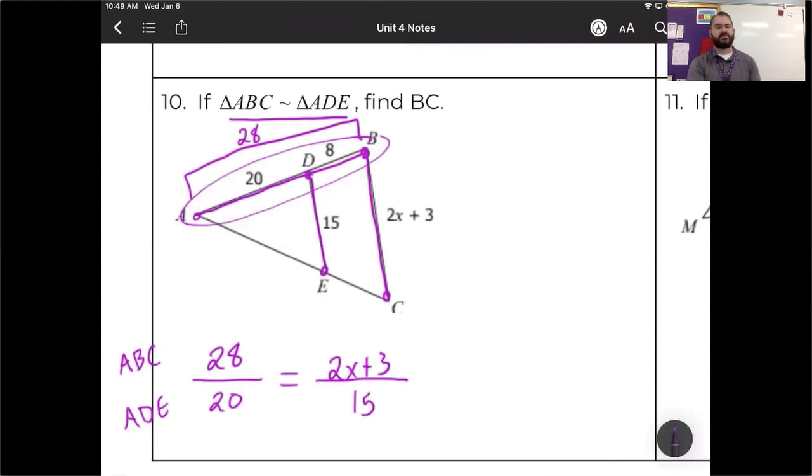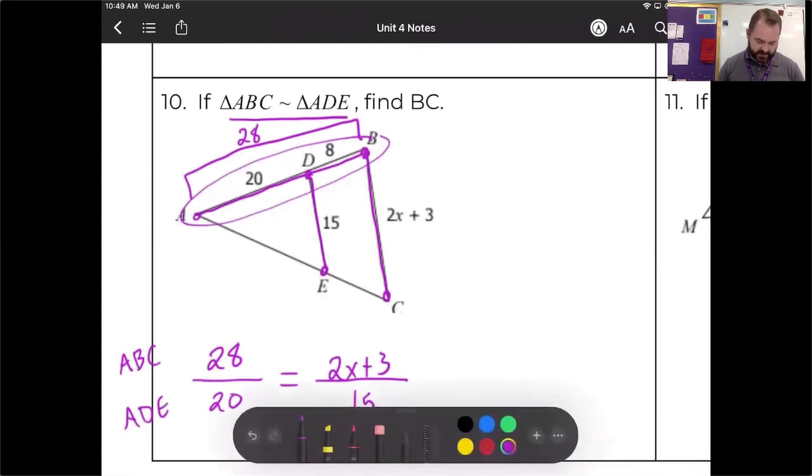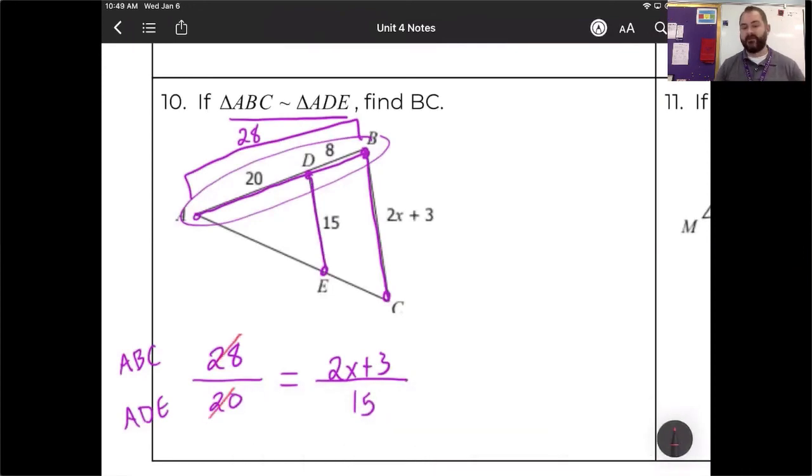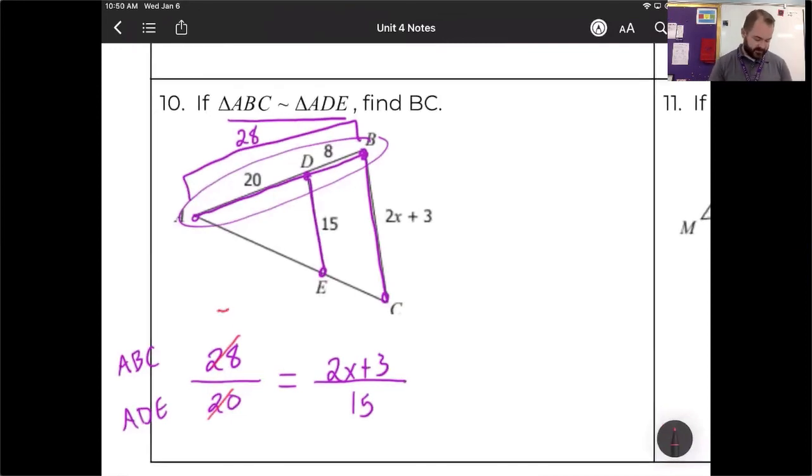You could do this straight as it's written, but if you wanted to reduce some of the numbers first, you could. We could simplify 28 over 20 by dividing both by a common factor. I could divide both of these by 4. 28 divided by 4 is 7, and 20 divided by 4 is 5. Those numbers are a little easier to work with. You don't have to. You can use 28 and 20. So when I cross multiply, I'm going to do 7 times 15 and 5 times 2x plus 3.